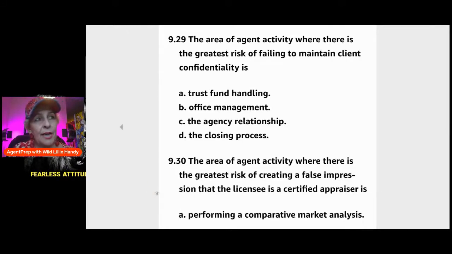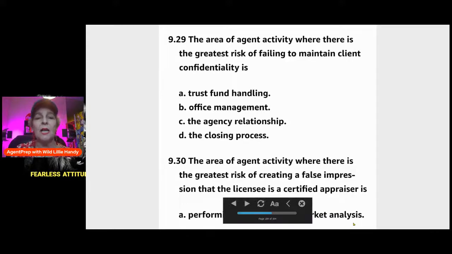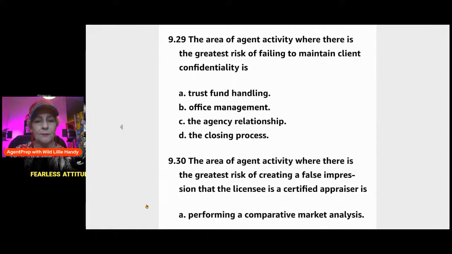Number 29. The area of agent activity where there is the greatest risk of failing to maintain client confidentiality is A, trust fund handling, B, office management, C, the agency relationship, or D, the closing process. So, the area of agent activity, whatever activities we do, where there is the greatest risk of failing to maintain client confidentiality.